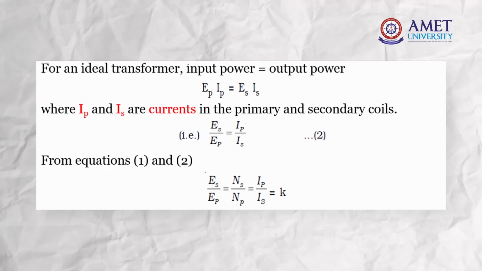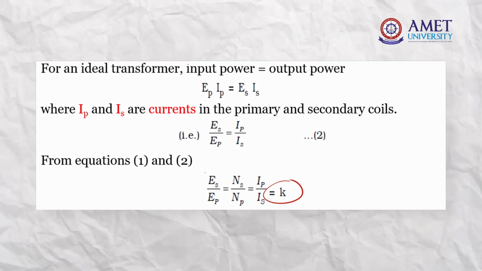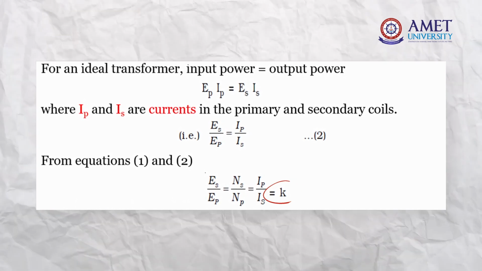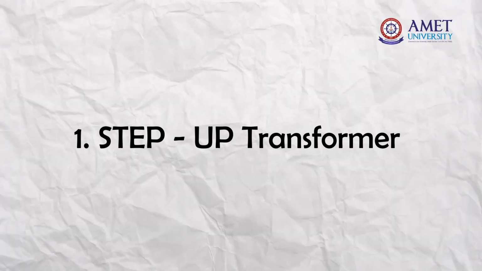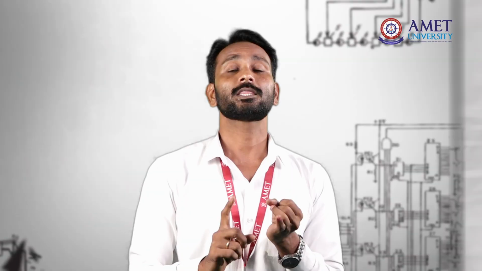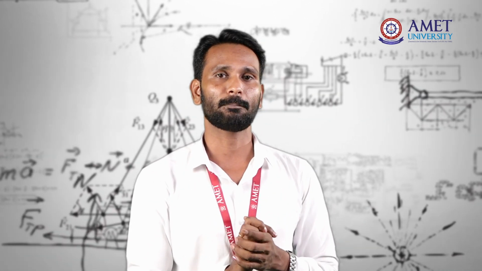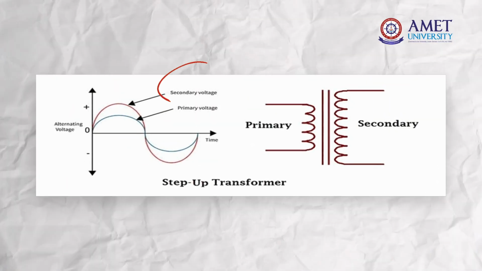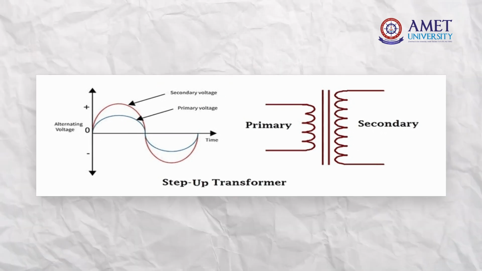From equations 1 and 2, we get the K factor, which is the transformer ratio. Based on the K value, we get two different types of transformer: one is the step-up transformer, and the other is the step-down transformer. By the word itself, step-up means that when we pass current in the primary coil, we get more EMF in the secondary coil than in the primary coil. That is called a step-up transformer.